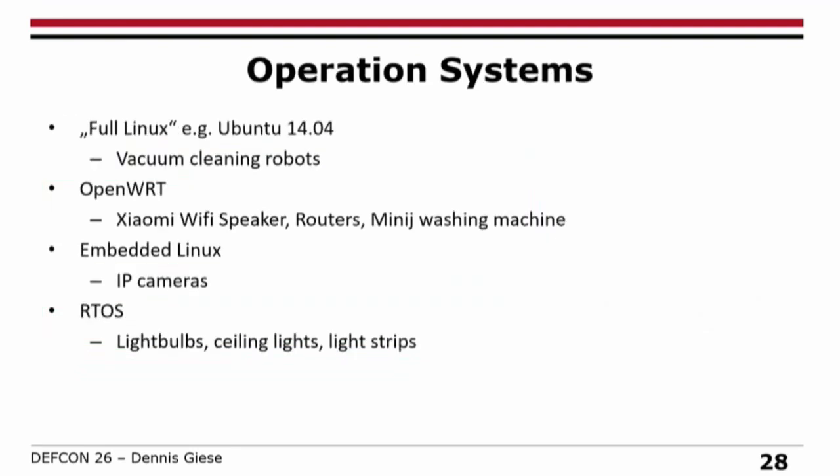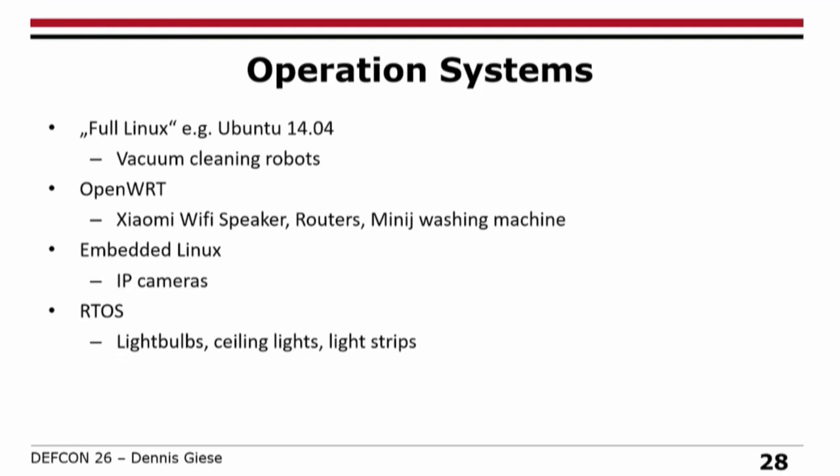Okay, speaking of operating systems, there are different operating systems that you can find in those IoT devices. There's some full Linux, like on a vacuum cleaner. You have OpenWRT, which is used not only on routers, but also in speakers or in the washing machine. You have some embedded Linux, and you have RTOS, which is some real-time operating system, more or less, which is used in light bulbs, light strips, and so on.